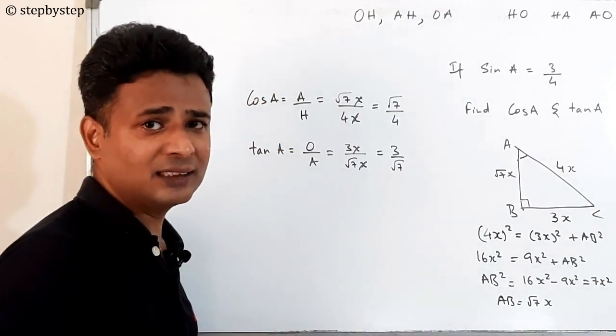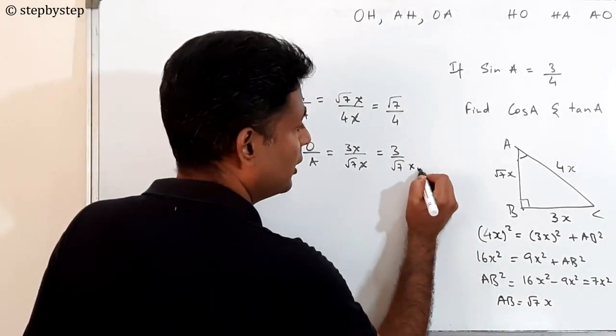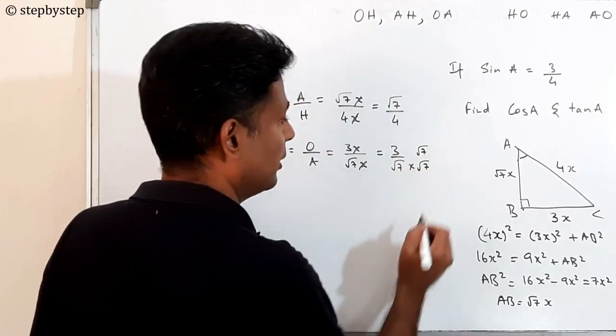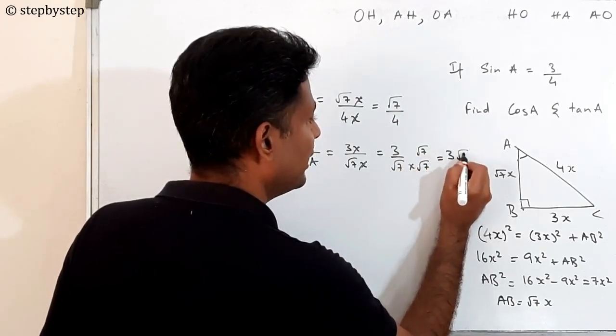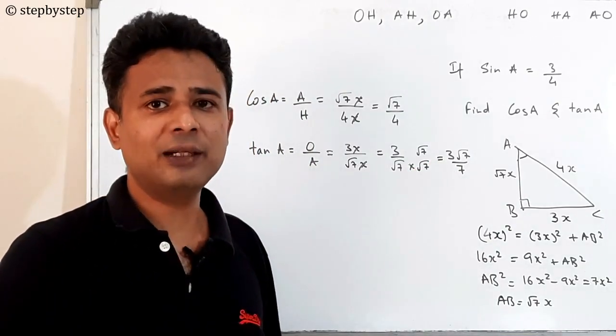But is this your final answer? No. Denominator should never be irrational. So we have to rationalize. So we multiply by root 7 up and down. So what do we get? 3 root 7 by 7. So tan A value is 3 root 7 by 7.